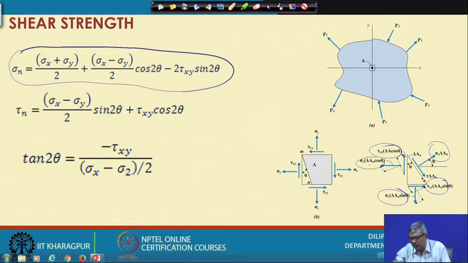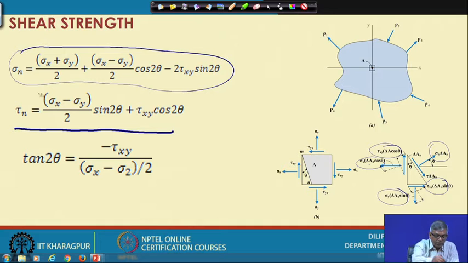Similarly, what is the shear force on this plane? I know the area is A n, and if I multiply it by the shear stress tau n, that is the shear force. Here also a number of shear forces I have got, and those I have also resolved in that direction and then equated to get the equilibrium. From the equilibrium we got an equation, and then we simplified it and used trigonometrical modification. By that we got an expression, tau n equal to this.